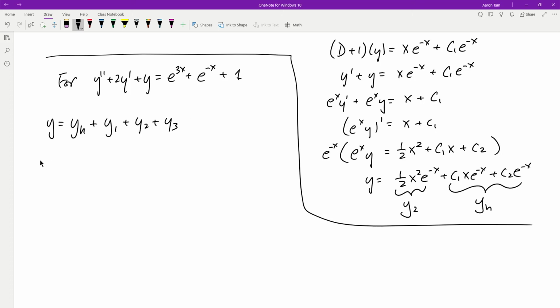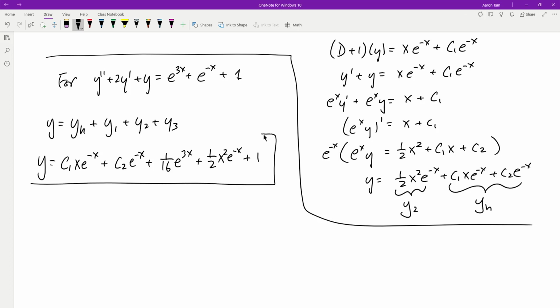So now what is this solution? Well, it will look something like this. We'll have c1 x e to the negative x plus c2 e to the negative x plus, for y1, which corresponds to e to the 3x, 1/16 e to the 3x. The solution corresponding to e to the negative x in this case is 1/2 x squared e to the negative x. And then the solution corresponding to 1 is just 1. So therefore, this becomes the solution to this differential equation.